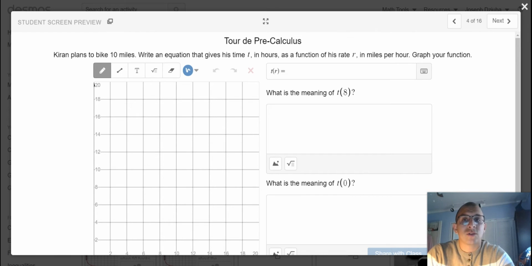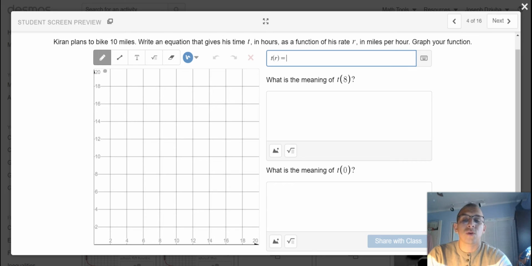Kieran plans to bike 10 miles, so write an equation that gives his time t in hours as a function of his rate r in miles per hour, and graph your function. This should look strikingly similar to what Kieran's aunt had been doing. If you are struggling to picture what type of graph your function will create, I suggest obtaining a separate sheet of paper and making a table of values and plotting the corresponding points. I've decided to divvy up the axis by 2's.